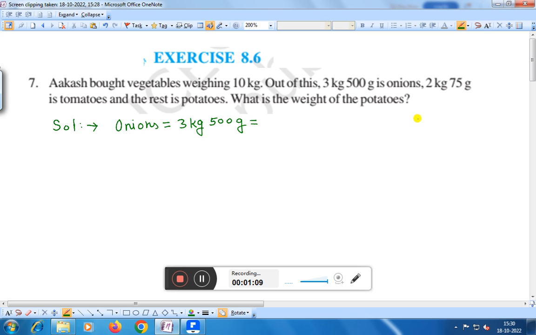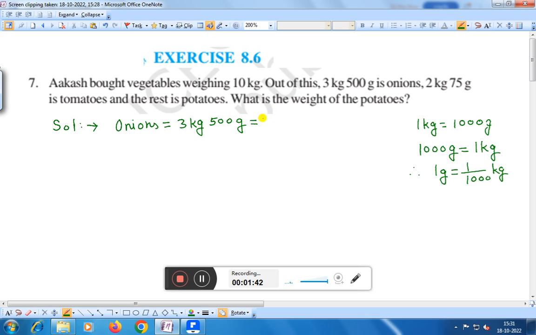We know that 1 kg is equal to 1000 gram, or you can say that 1000 gram is equal to 1 kg. Therefore 1 gram is equal to 1 by 1000 kg, right? You have to change it into kilogram.